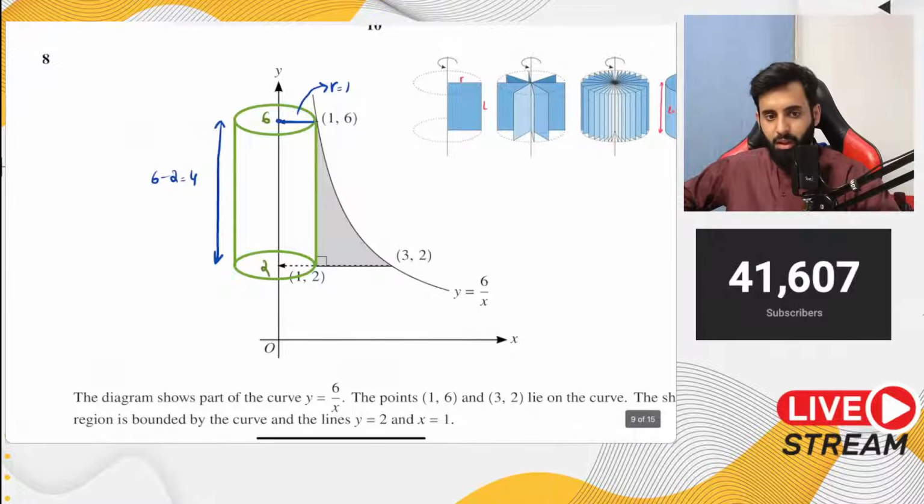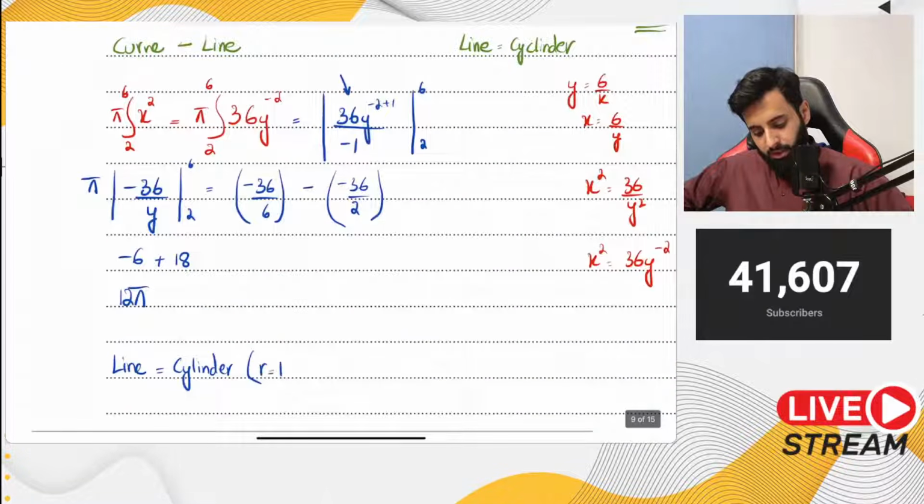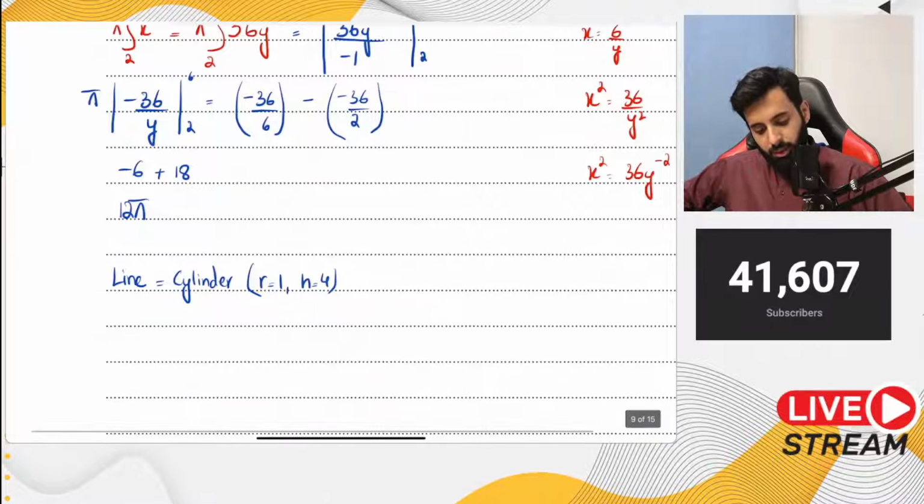Now let's find out the volume of the cylinder. Write down its dimensions here, so the work will be easier. R equals 1 and height equals 4. So the volume of the cylinder is equal to pi into 1 squared into 4. So the volume equals 4 pi.